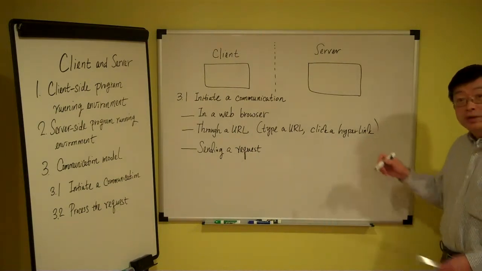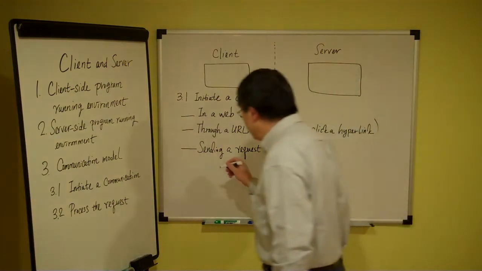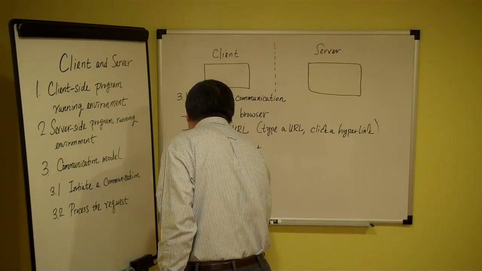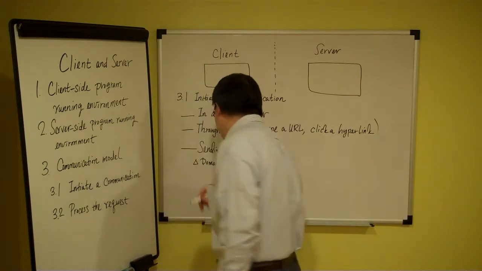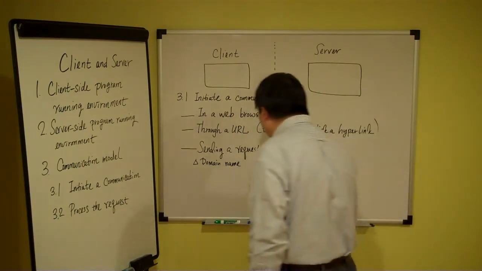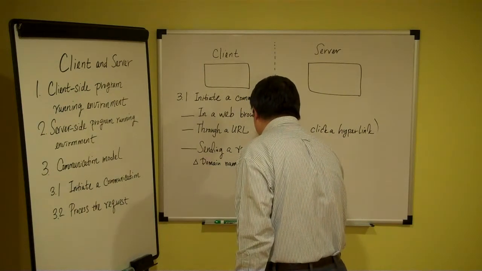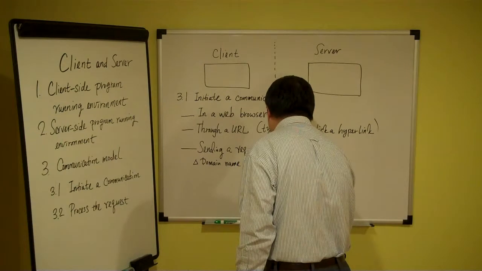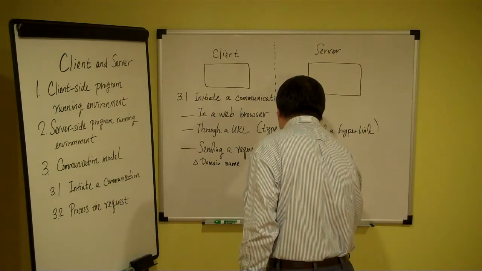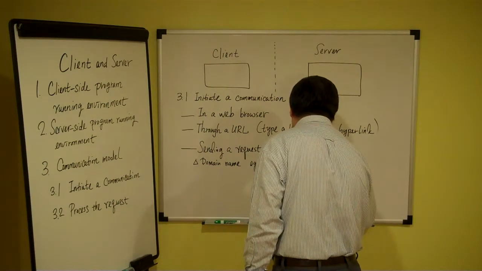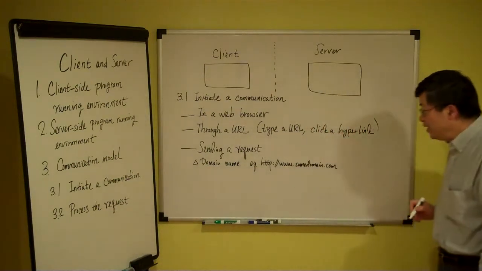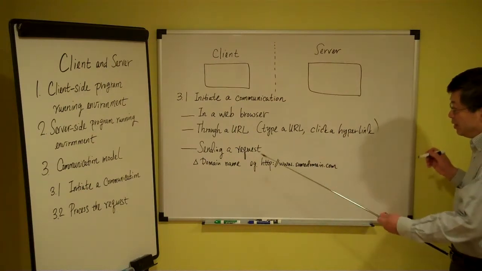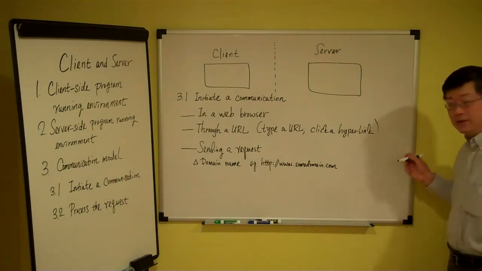Next, what information do you put in a request? First, you should have a domain name in your request. For example, http://www.somedomain.com. You need to have a domain name, because this domain name will tell the location of the server. Otherwise, there is nowhere to send the request. So, domain name.